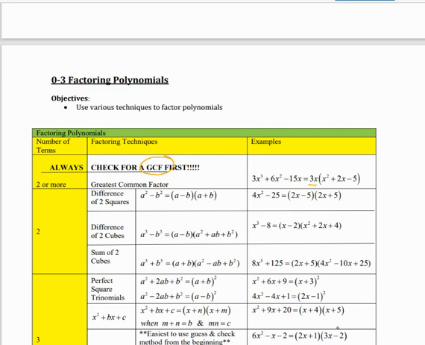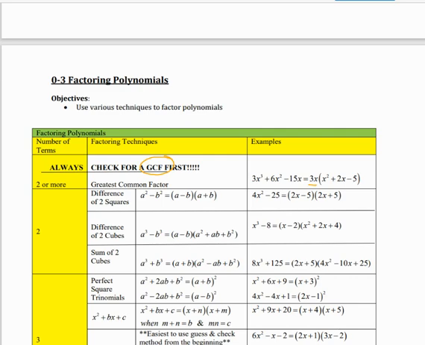Now, if it's 2 terms, what we look for is a difference of 2 squares. So remember perfect squares, obviously if we see a squared symbol, but things like 4, 9, 16, 25, those are all perfect squares. So a difference is when we have subtraction of those 2, we take the square roots of the terms and it becomes a minus b, a plus b. And again, there's an example done for you.